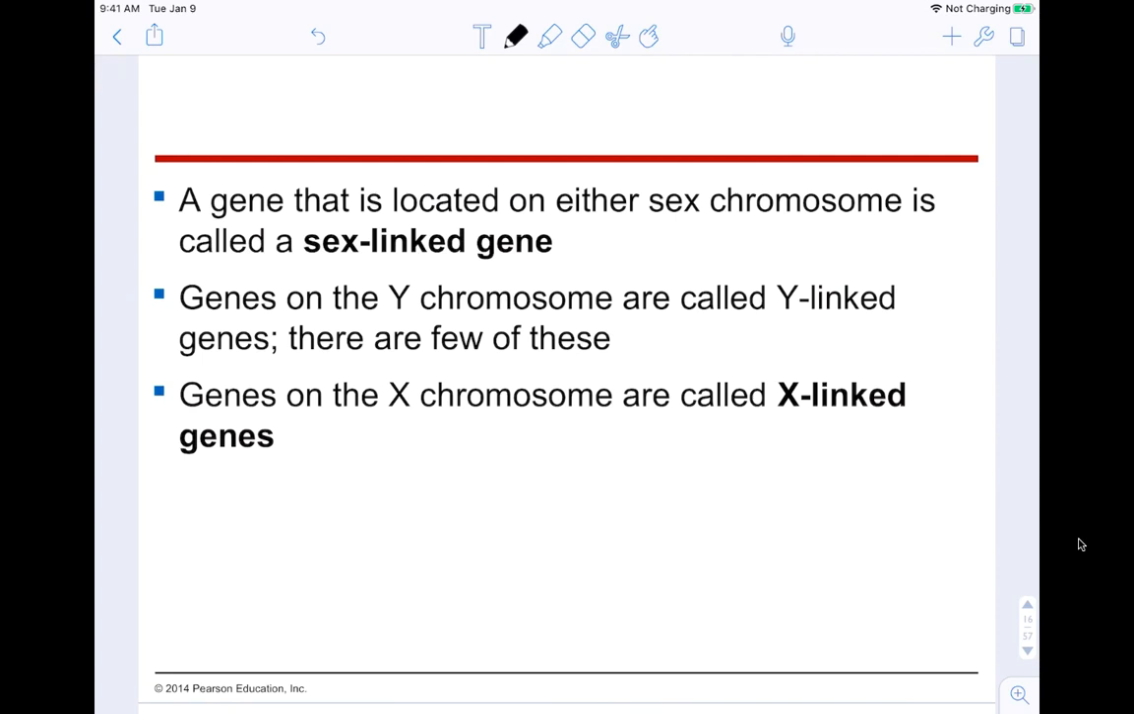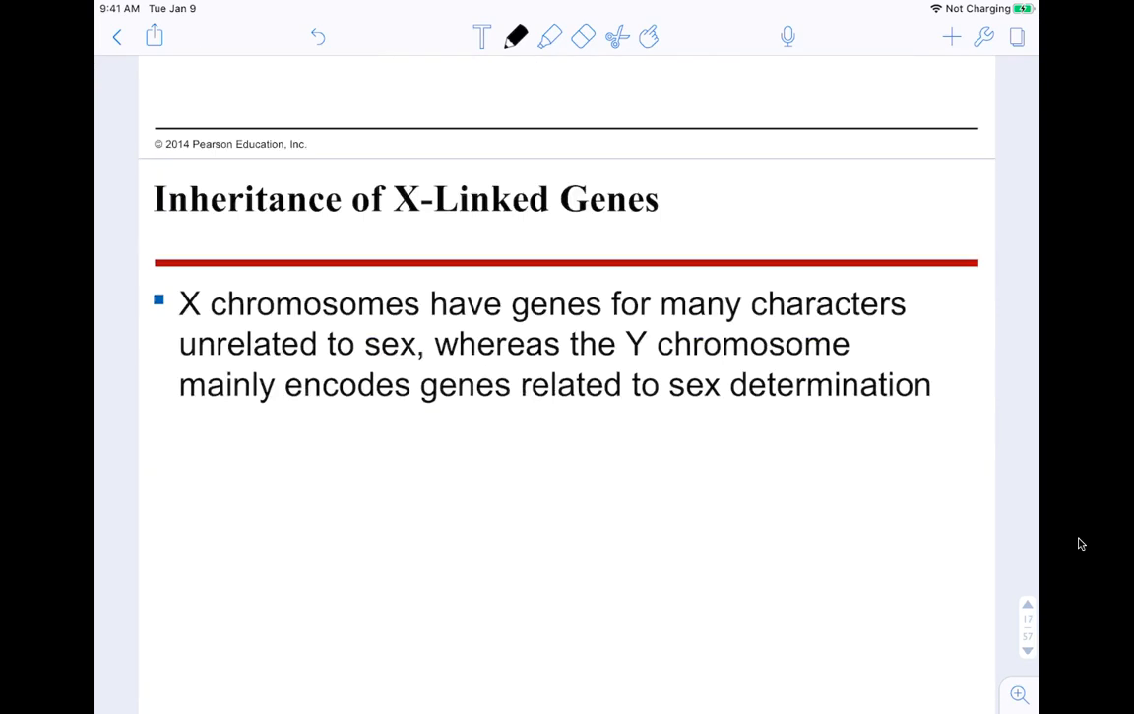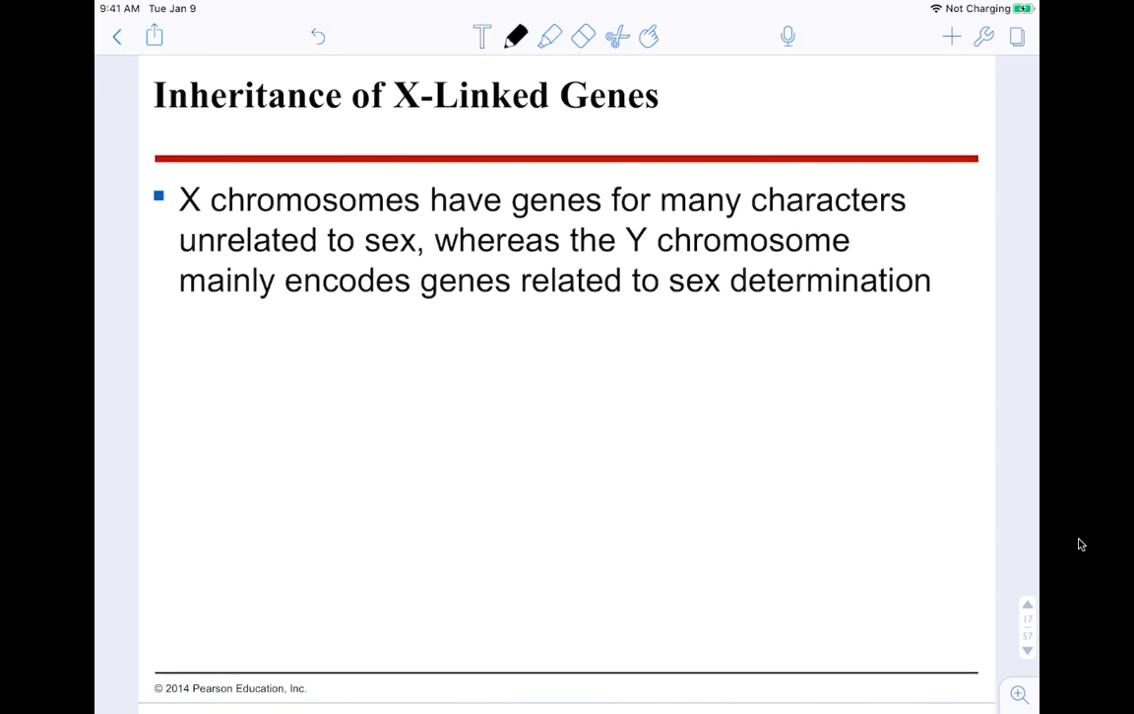The ones that we see a lot more prominently are going to be X-linked genes. These are genes that are located on the X chromosome, and they are called X-linked genes. So, the inheritance of X-linked genes.